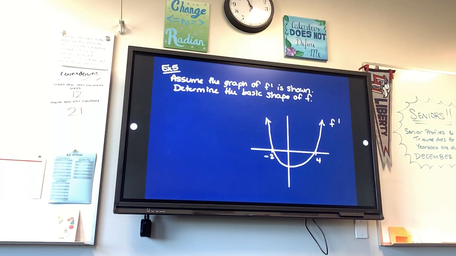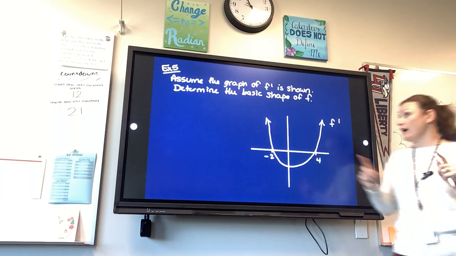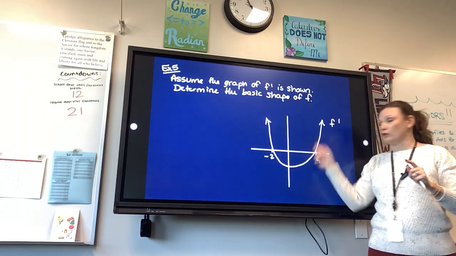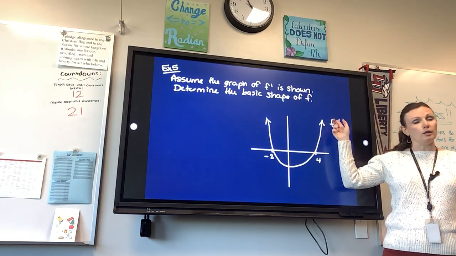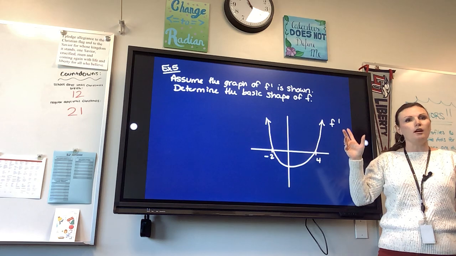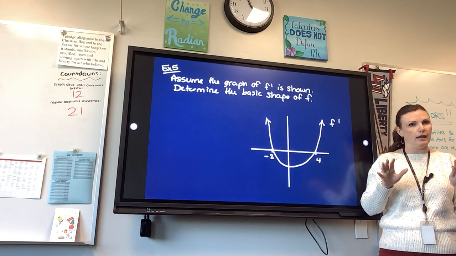What is it? What are we looking at? F prime. And we'll get to that. Yes, we're looking at F prime. Follow-up question, why do I care about F prime? Positive or negative, and what does positive negative look like on a graph? Above and below. So do I care that this parabola is going decrease, increase? Nope, couldn't care less. What I care about is, where is the graph positive or negative?